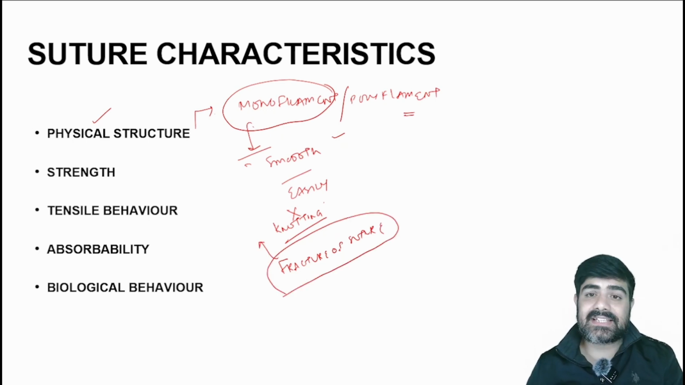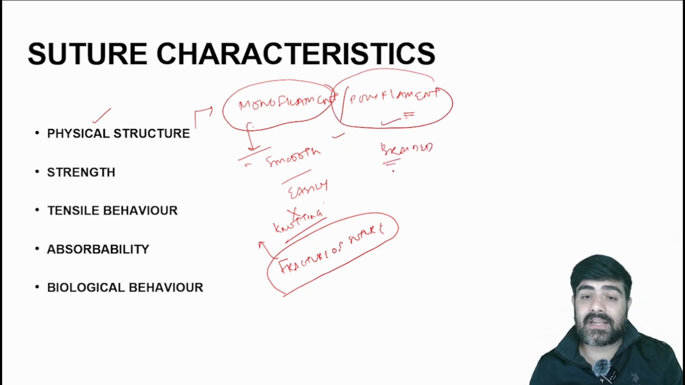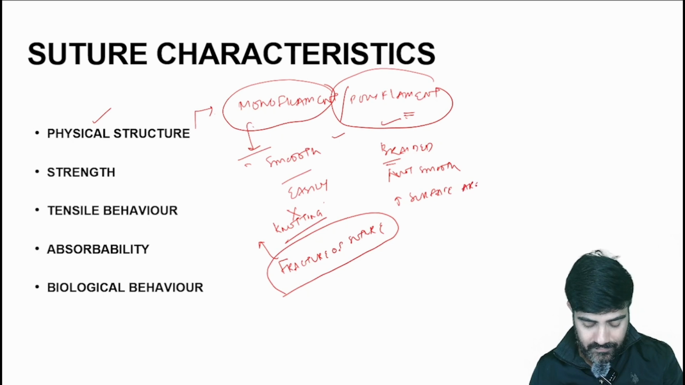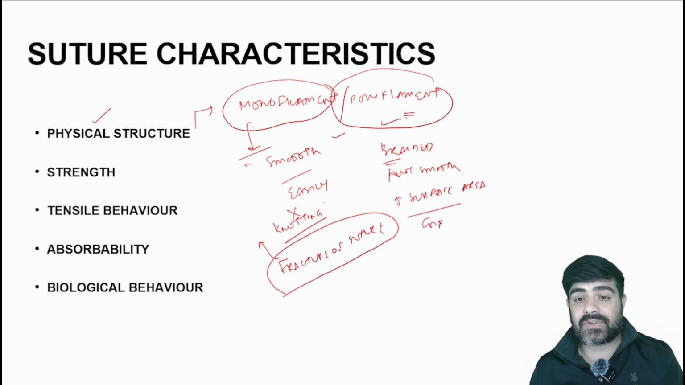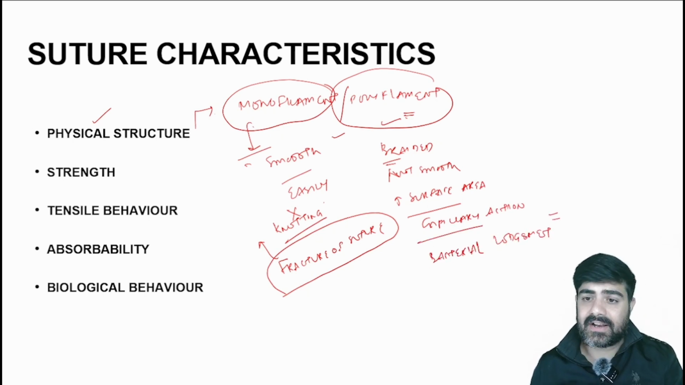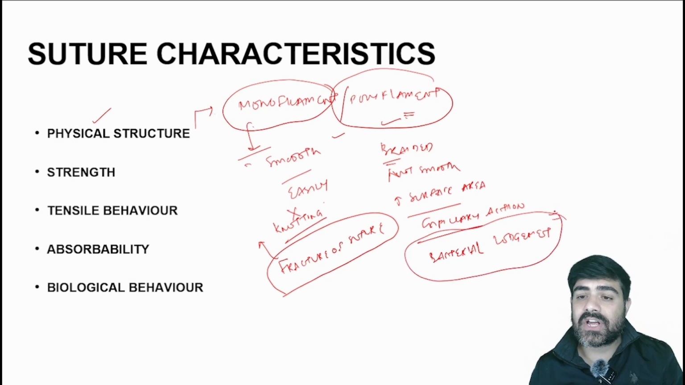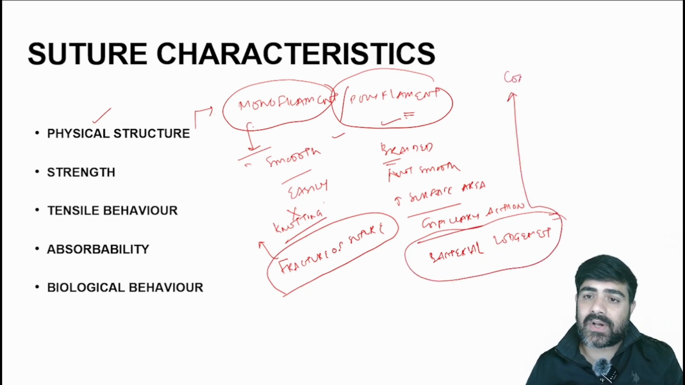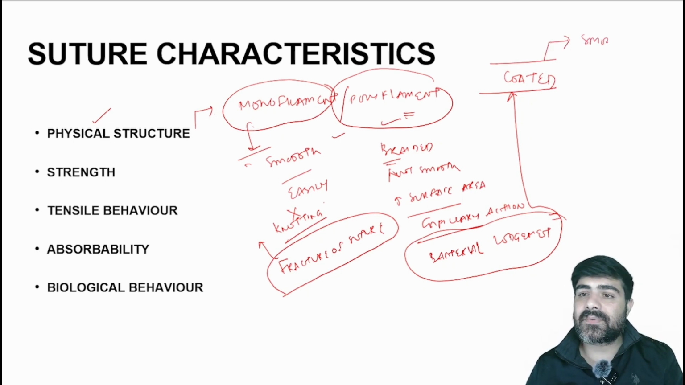Whereas the polyfilament sutures are mainly braided. They are not smooth. They have more surface area, and there will be capillary action. We also know that there will be bacterial lodgement. To overcome these problems and to have an ideal suture, what is done? This braided polyfilament suture is coated with silicone to make it smooth. And it is smooth then.